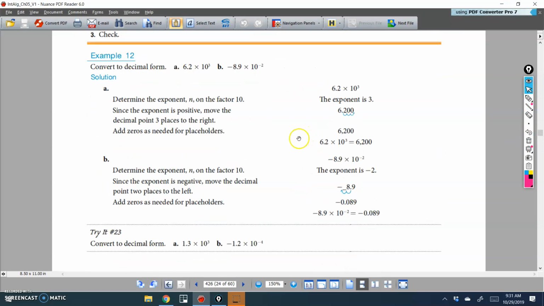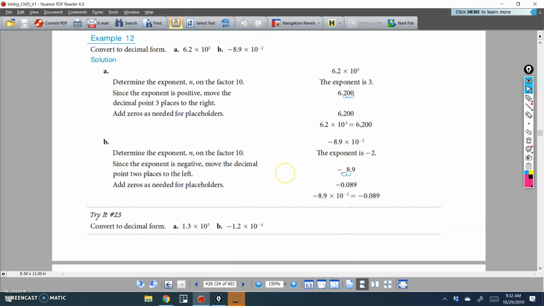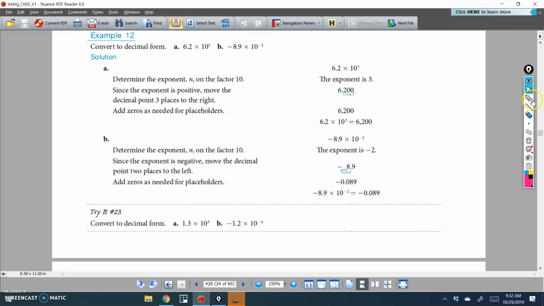Alright, let's scroll down now. So how do we undo scientific notation? Well, for A, 6.2 times 10 to the third. So I take my 6.2, the exponent is a 3, so that decimal point is going to go then to the right, 1, 2, 3, because it's positive. So the number then would become 6,200.